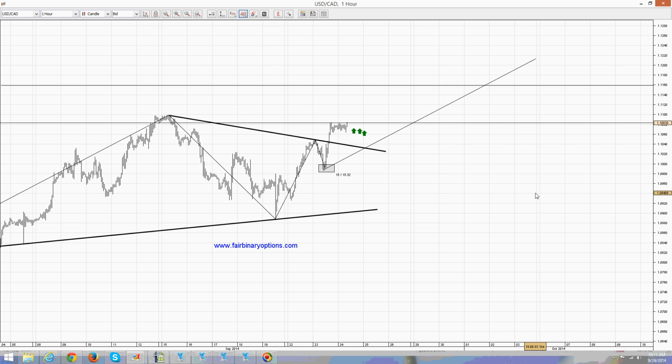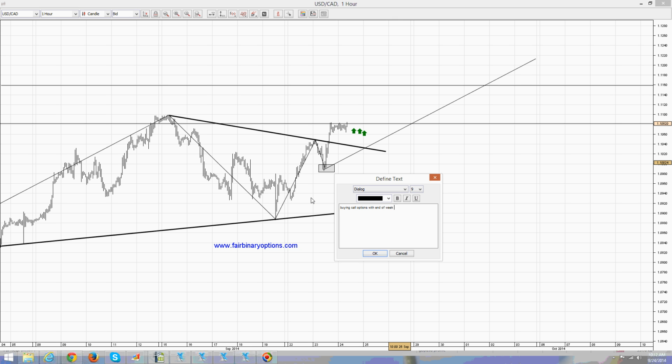What does it mean, end of week expiration date? It means by next Friday, when the US markets are closing, that would be the moment to see if the option expires in the money or not. So let's write here that we are buying call options with end of week expiration date for the US dollar and Canadian dollar.